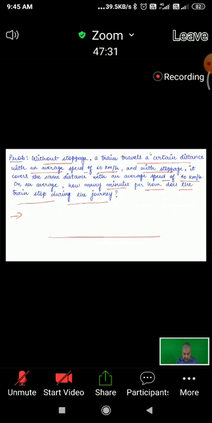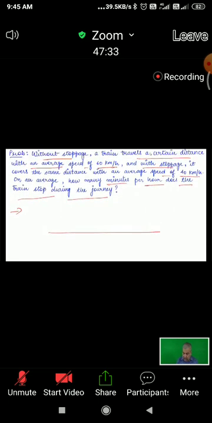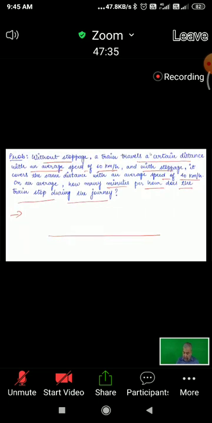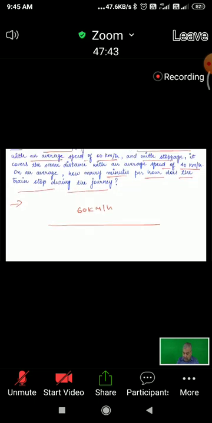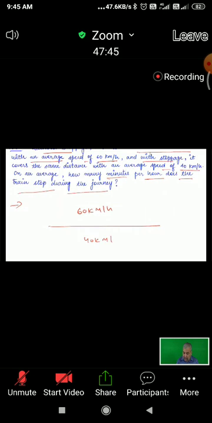I am not asking the answer. I am doing. See, without a stoppage, the speed is 60 km per hour, and with a stoppage, the speed is 40 km per hour. Now, distance is not given in the question. So you take your own distance. You can take any distance. But for calculation ease, you can take the distance as LCM of 60 and 40, that is 120 kilometers. You take that.